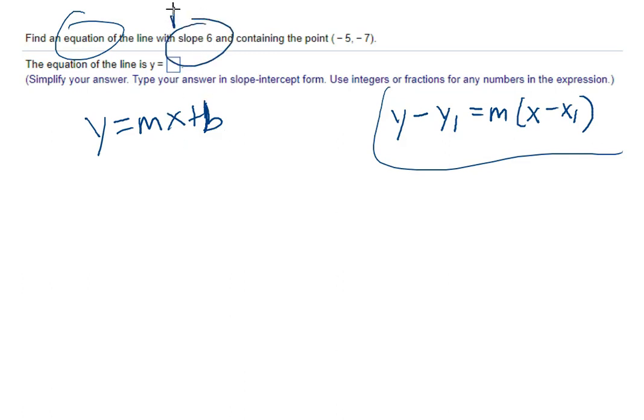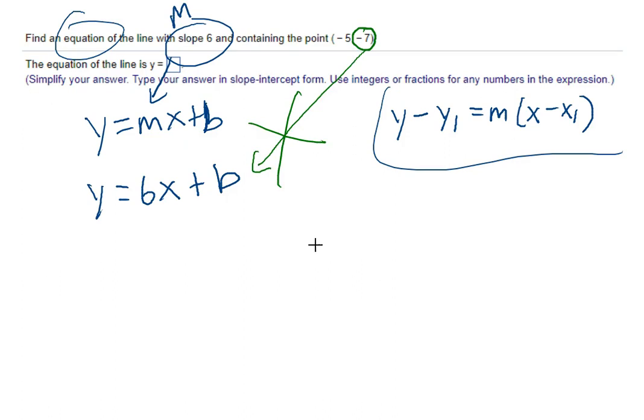They tell me the slope is 6, so that's my value for m, so I can just go ahead and plug that in right away. We'll get y equals 6x plus b. B is the y-intercept, which is not the same as saying it's a y-coordinate. So I'll get a lot of students on the test that'll say, oh, -7 is the y-coordinate here, and they plug that in for b, and that is incorrect. B is the y-intercept.